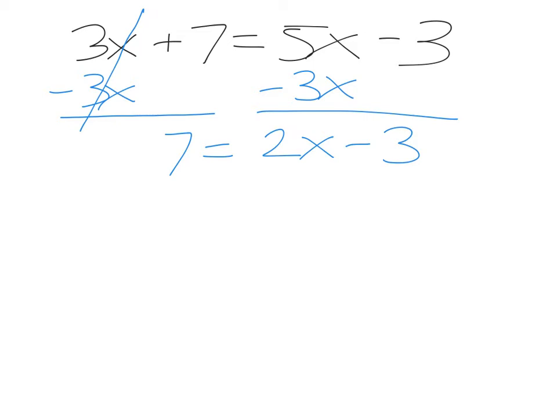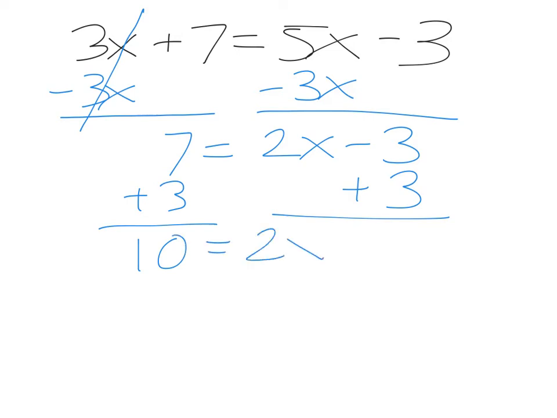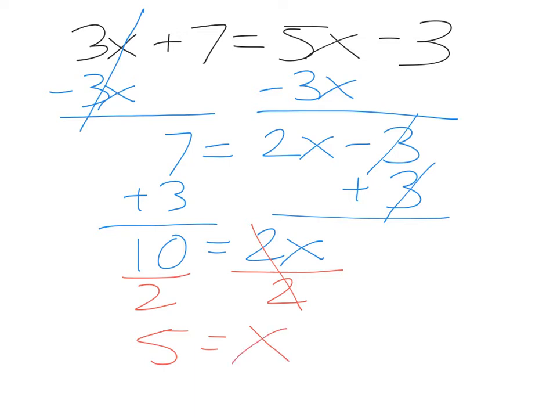Now, it's a straightforward two-step equation. What do I do now? Add 3 to both sides. When I do that, what do I get? 10 equals 2x, because the negative 3 and the 3 cancel out. What do I do now? Divide both sides by 2. What's 10 divided by 2? 5. And the 2's cancel to give me x. So x is equal to 5. It really is that simple. The trick is to get rid of one of the variable terms first.